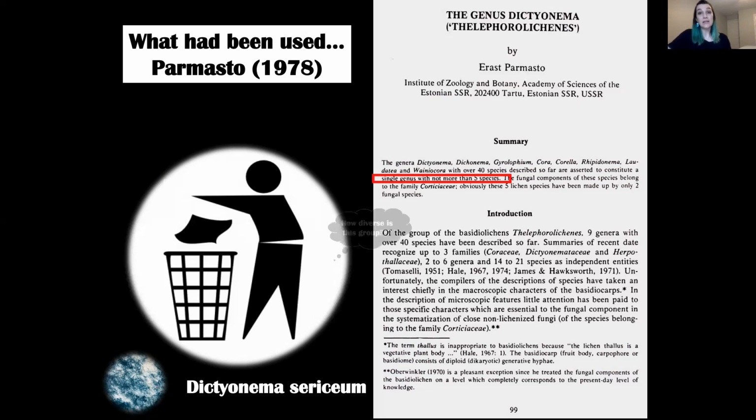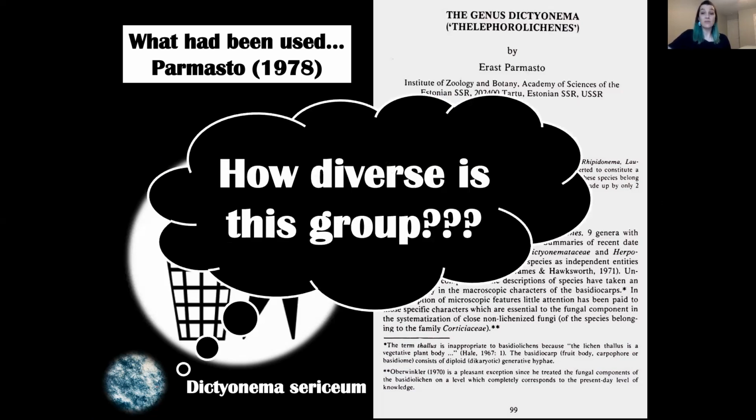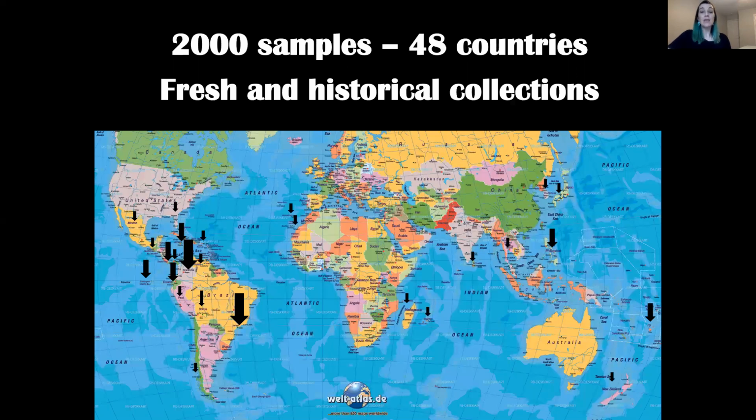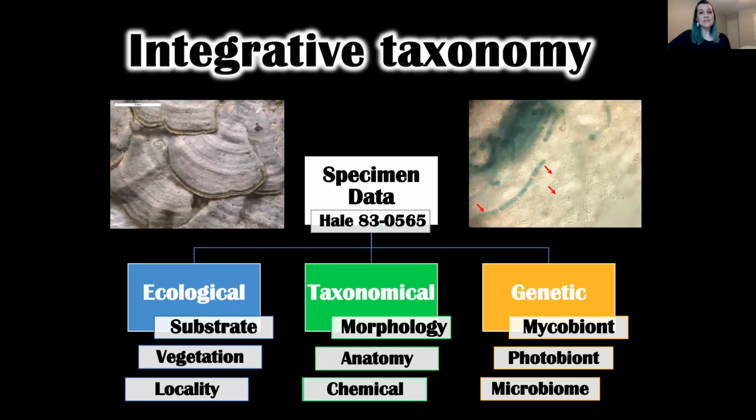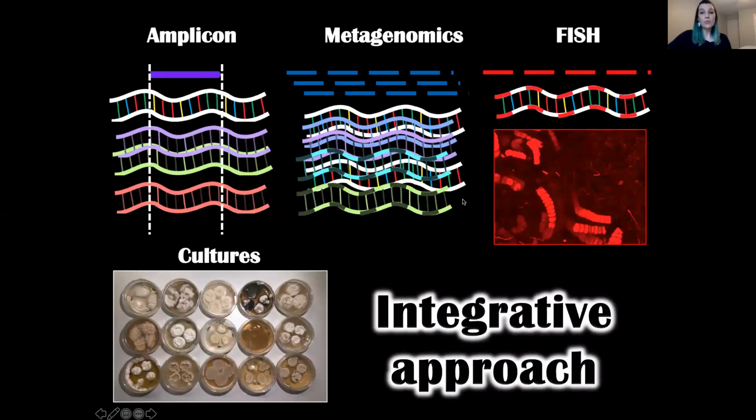And this is when I started researching my main question: how diverse is this group? In order to assess global diversity of the group, we did a lot of field work ourselves, but also studied collections deposited in herbaria, and we counted on a lot of collaborators who would send us samples. And for the systematics part of this study, I utilized the concept of integrative taxonomy, gathering as much information as possible for each specimen. And for the microbiome work, I am also taking an integrative approach.